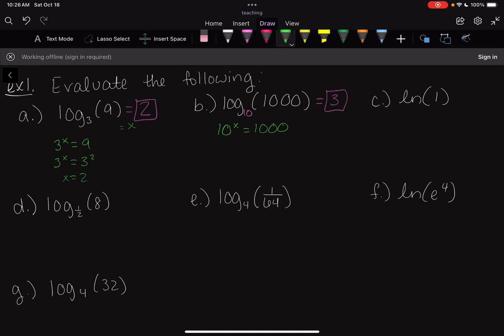For my next one, again, I don't have a base written. Since it's ln, I know that my base is e. So I'm being asked, what exponent do you put on e so that it becomes 1?